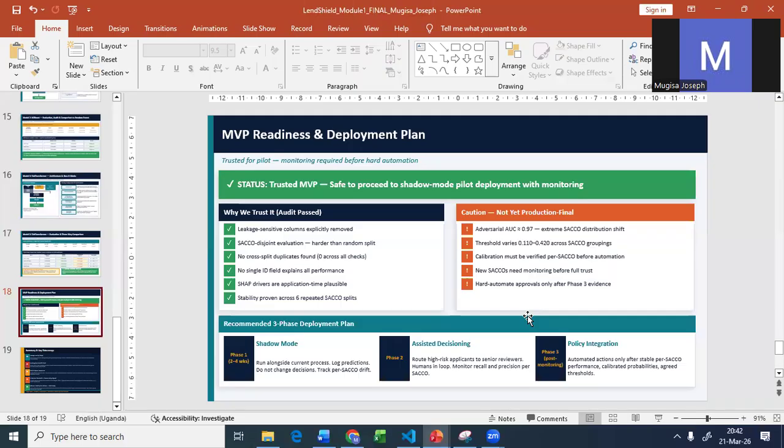Why? Because the leakage-sensitive columns, we removed; circle evaluation; we hardened them with random splits and the stability runs. No cross-split duplicates were found. We checked all those IDs. We removed SHAP drivers. So we proved their stability. As an MVP they're ready, but final production not yet.